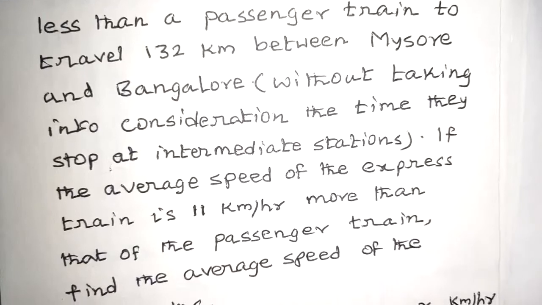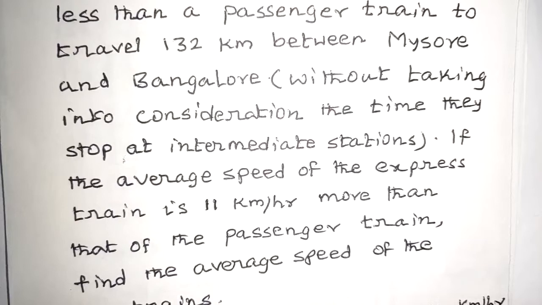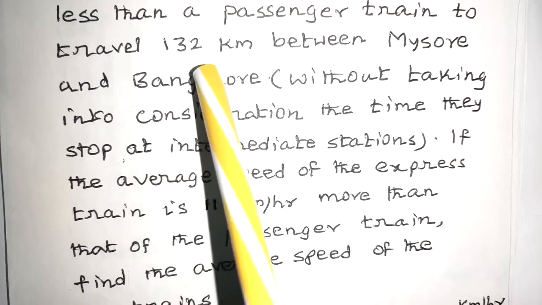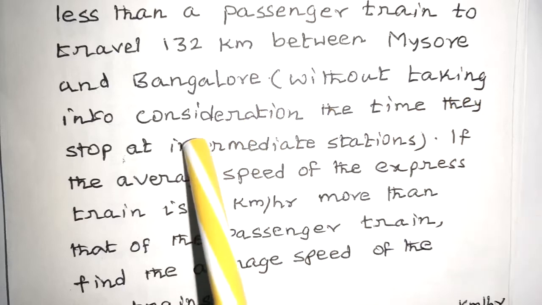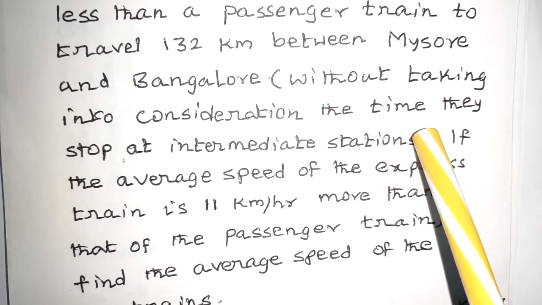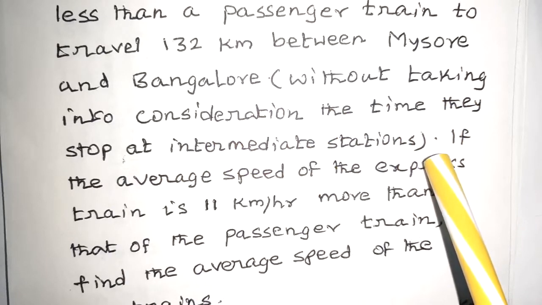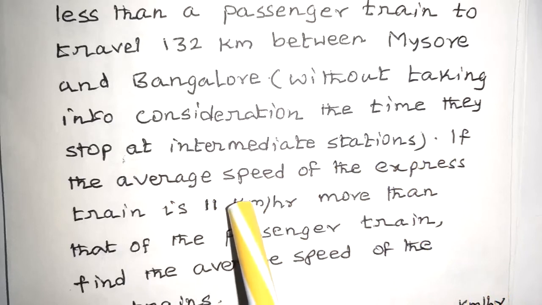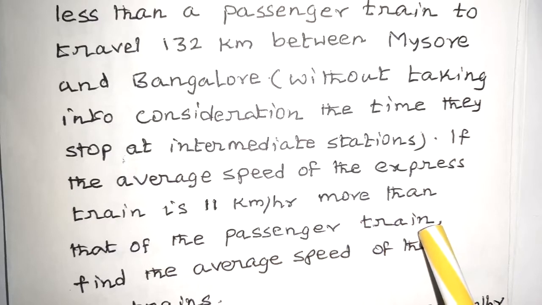Now we consider another problem. An express train takes 1 hour less than a passenger train to travel 132 kilometers between Mysore and Bangalore without taking into consideration the time they stop at intermediate stations. If the average speed of the express train is 11 kilometers per hour more than that of the passenger train, find the average speed of the two trains.